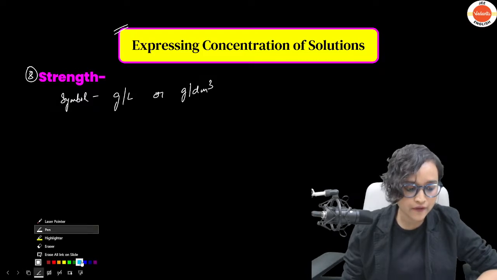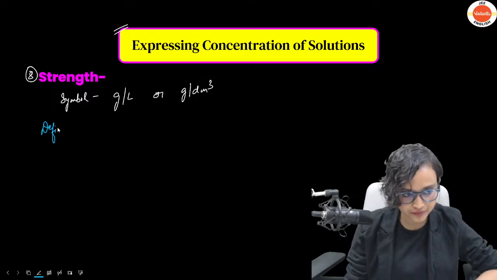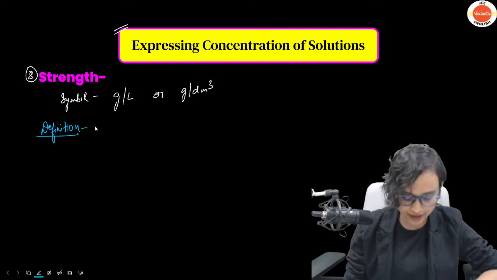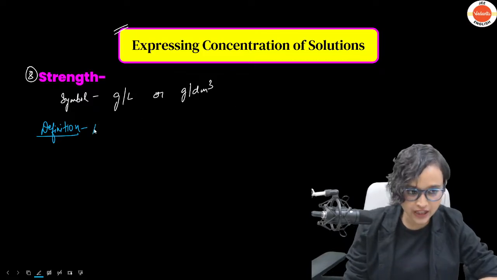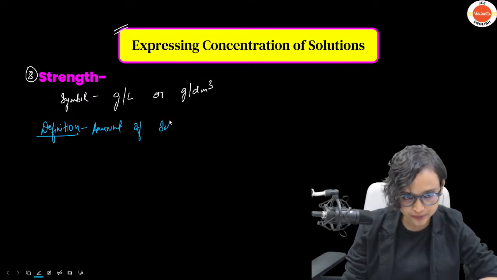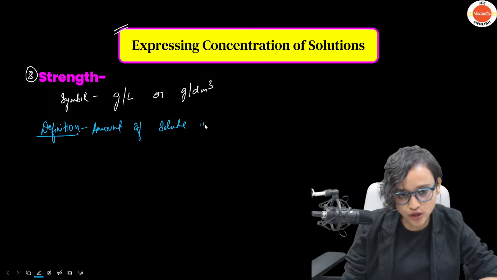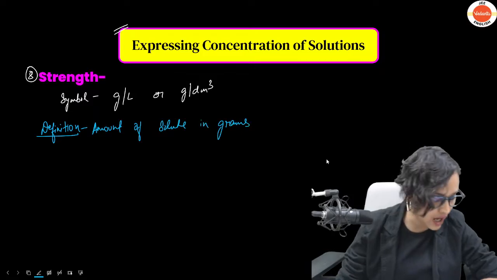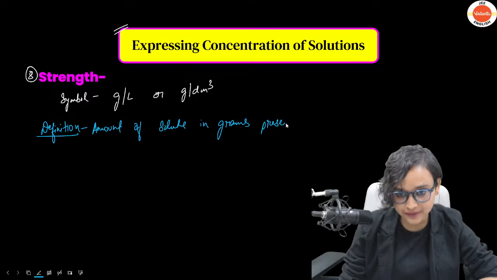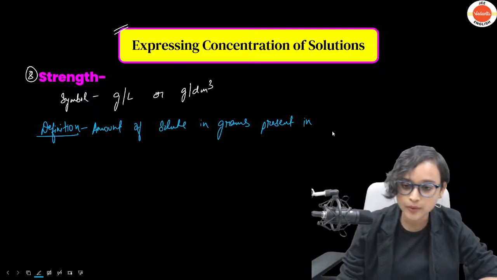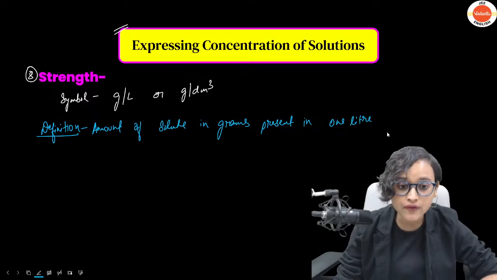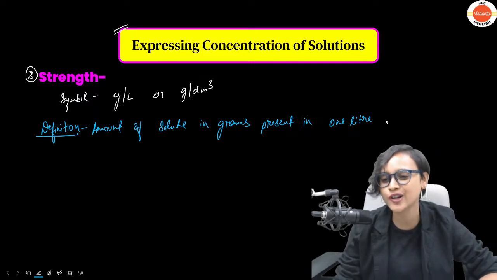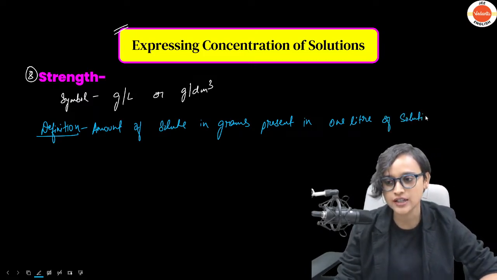Now, coming to the definition, guys. What is the definition of strength? You are going to be like, ma'am, biceps and triceps, bodybuilding, that's strength. No. Definition is amount of solute in grams present in 1 liter, obviously. Present in 1 liter of solution or solvent? 1 liter of solution, guys.